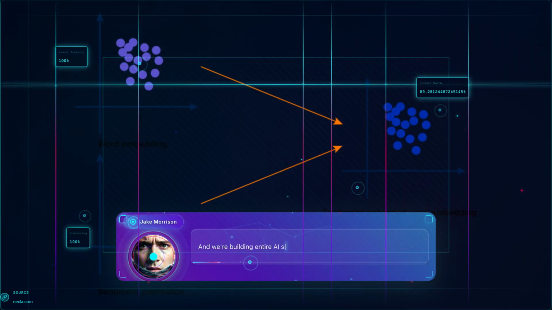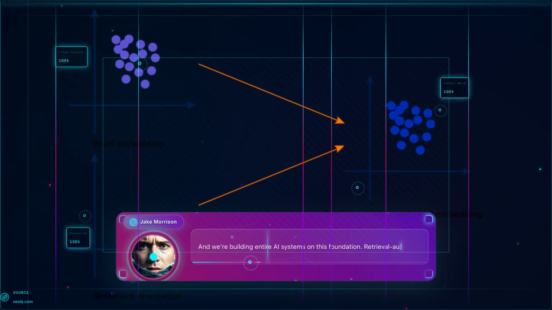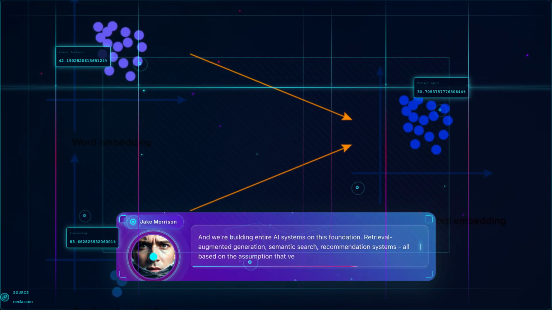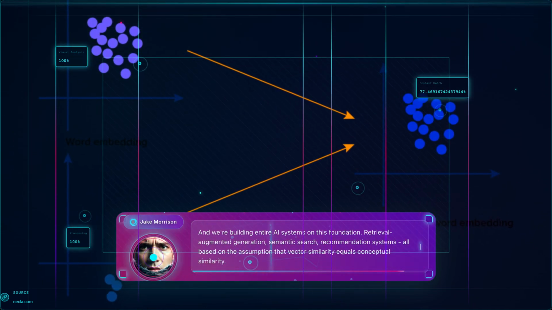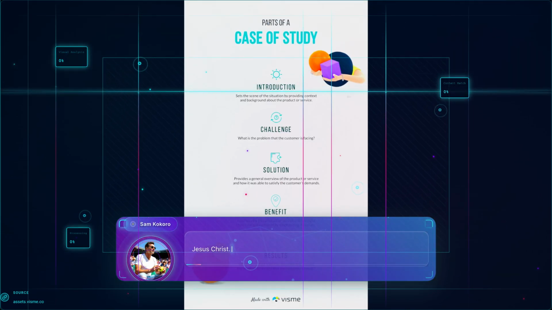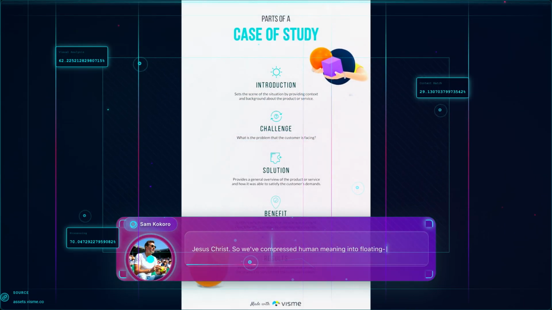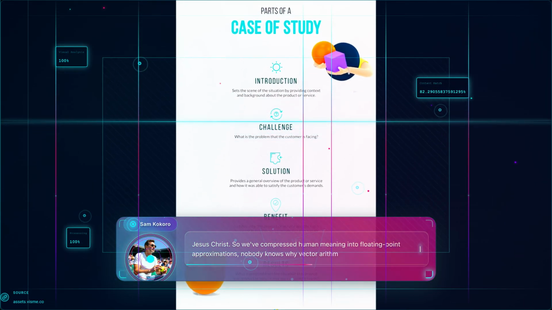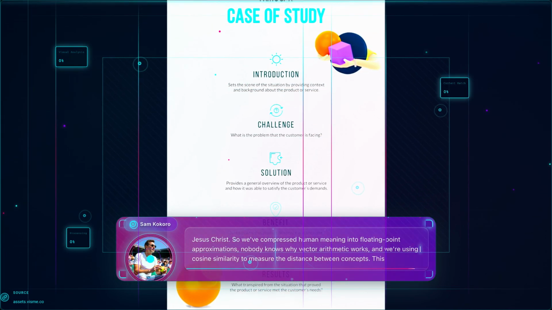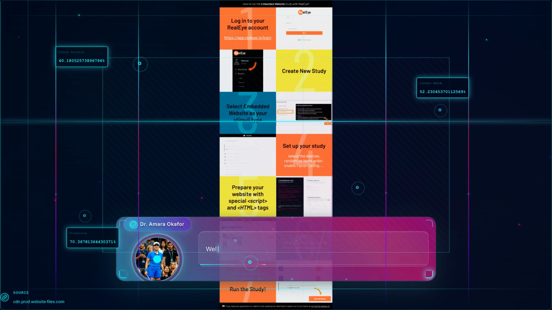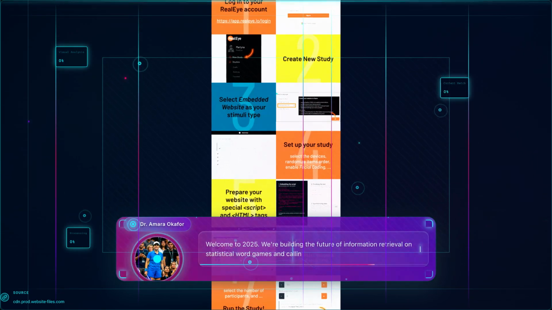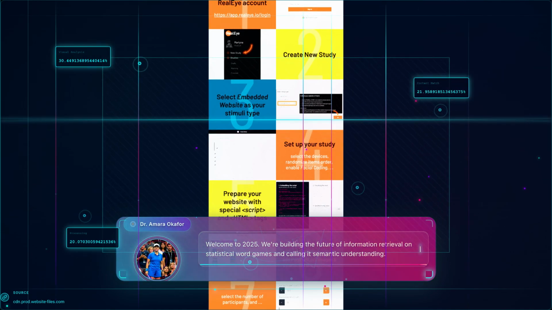And we're building entire AI systems on this foundation. Retrieval augmented generation, semantic search, recommendation systems, all based on the assumption that vector similarity equals conceptual similarity. It's a house of cards. Jesus Christ, so we've compressed human meaning into floating point approximations. Nobody knows why vector arithmetic works, and we're using cosine similarity to measure the distance between concepts. This is fine. Welcome to 2025. We're building the future of information retrieval on statistical word games and calling it semantic understanding.